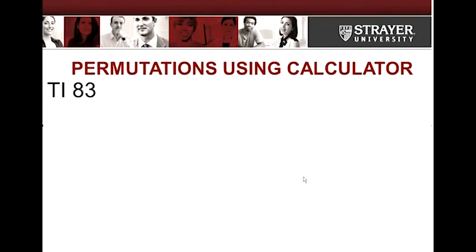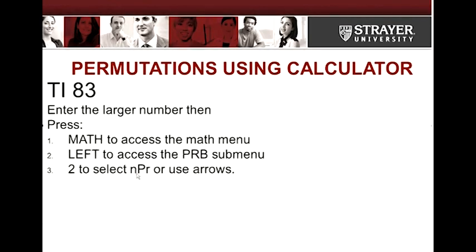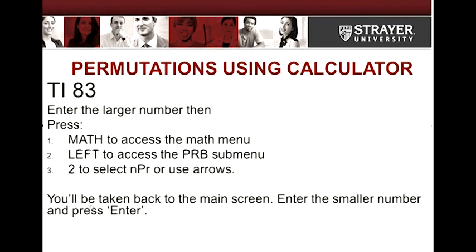So now, TI-83, I'm coming back, Barbara, I promise. So first you enter the larger number, then you press Math to access the Math menu, then go left to access the Probability menu, drop down to number 2 to select NPR, and then you'll go back to the main screen, enter your smaller number, and press Enter, and voila, you get the answer.